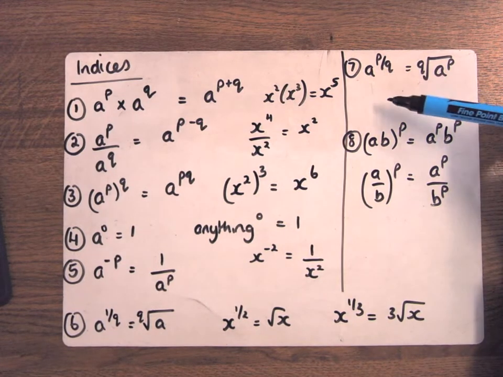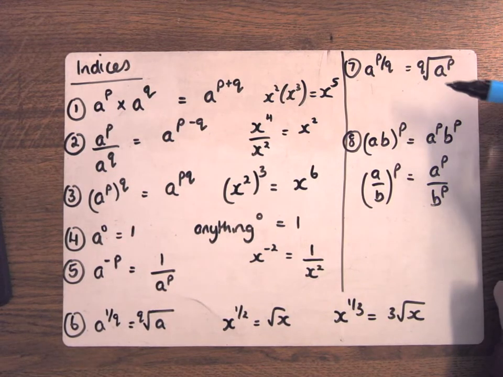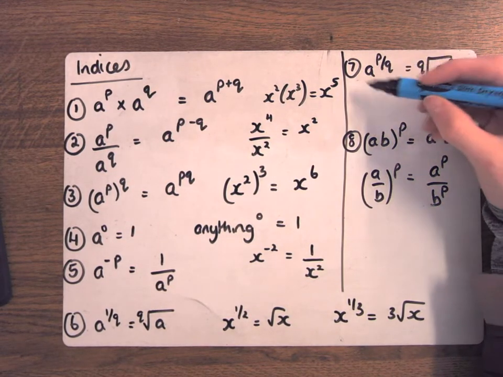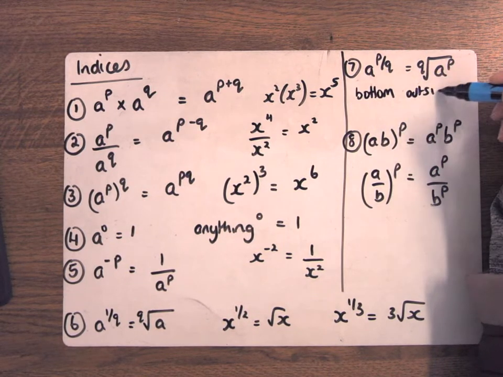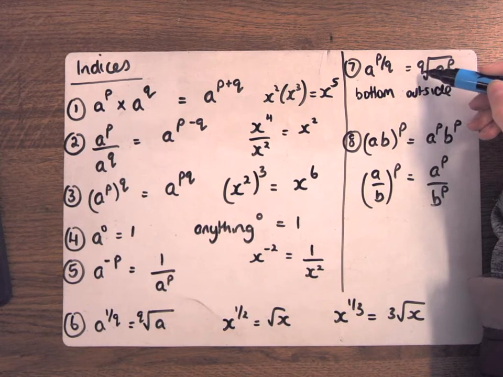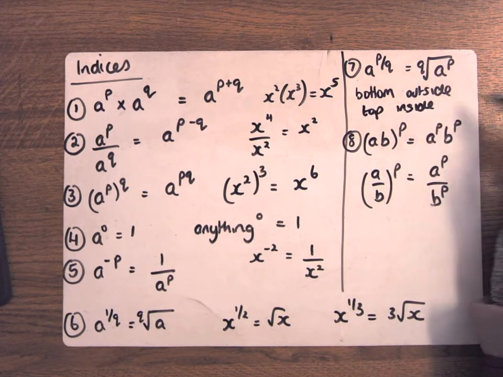Here, a to the power of p over q. I want some more words written here. Bottom number, outside, top number, inside. Bottom number, outside, so the bottom of the fraction goes outside the square root and the top goes inside the square root.